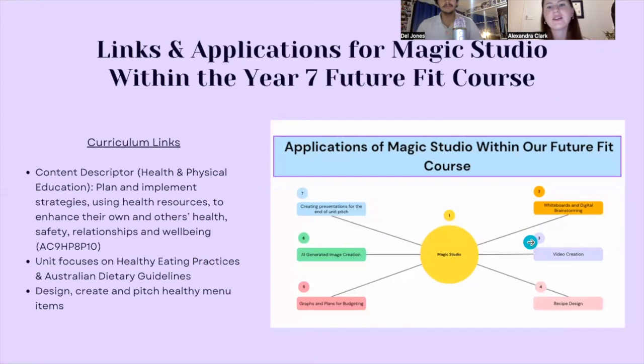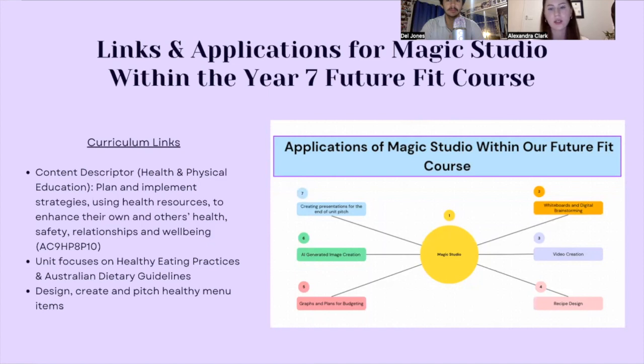Great, thank you. So how does including Magic Studio link to the Future Fit course and the Australian curriculum for Year 7? This unit focuses on students utilising their knowledge and understanding of healthy eating practices and the Australian dietary guidelines to design and pitch menu items for inclusion within local restaurants' menus. This relates to the content descriptor of planning and implementing strategies and using health resources to enhance their own and others' health. There are also a variety of applications for Magic Studio within this course.